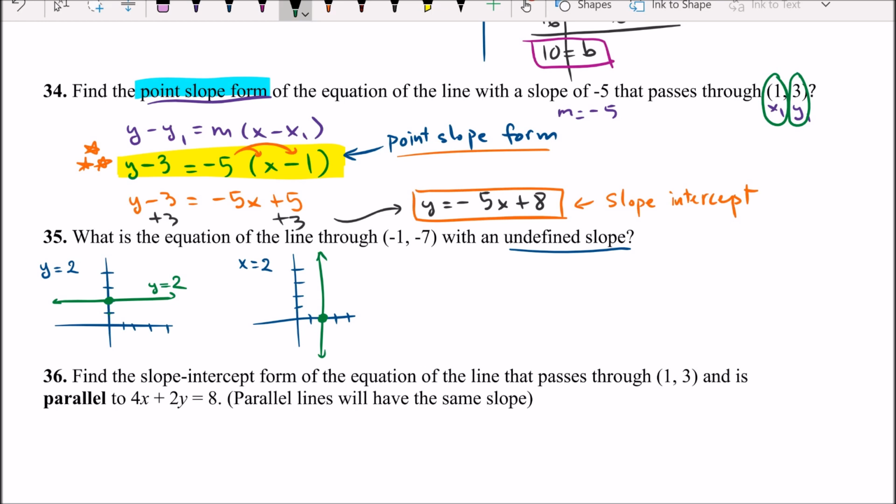So that's what they're looking for, the x value of a point. So this point -1, 7 with the x value is -1. That will be the equation of the undefined slope. X equal to -1. Okay, if they ask for 0 slope, then it's going to be y equal to -7.